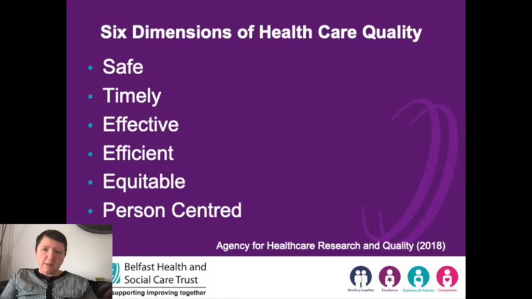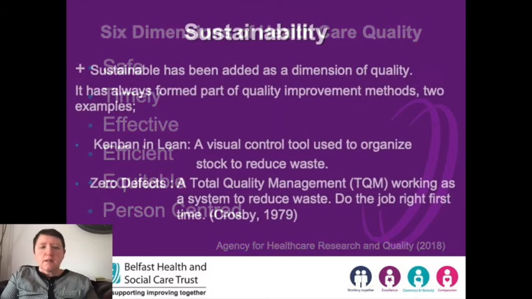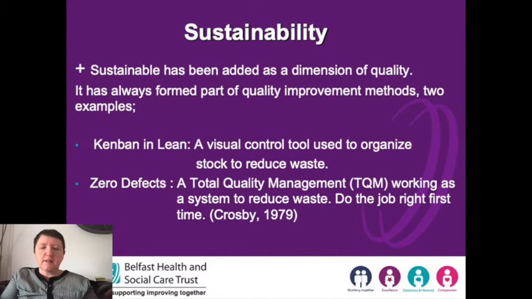So there are 6 dimensions of healthcare quality: safe, timely, effective, efficient, equitable, and patient-centred. Sustainable has been added as a dimension of quality, but it has always formed part of quality improvement methods. An example of this you will find in Kanban, which is the visual control tool used to organise stock to help reduce waste.